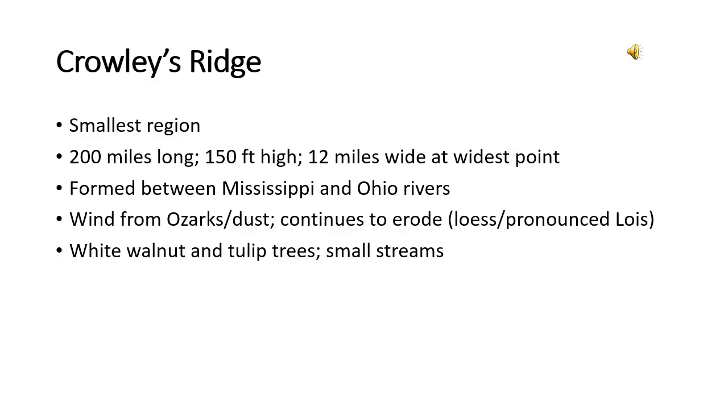And last but not least, the final natural region of the state that we'll talk about is Crowley's Ridge. It's the smallest region of the state. It's 200 miles long, 150 feet high, and 12 miles wide at the widest point. It was formed between the Mississippi and Ohio rivers, as we talked about on our first slide.